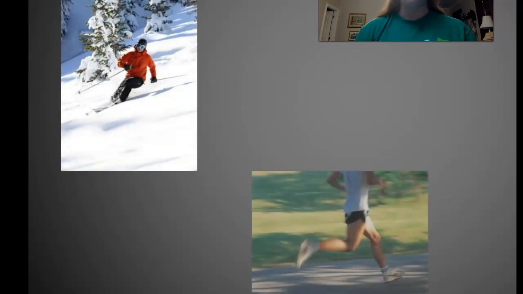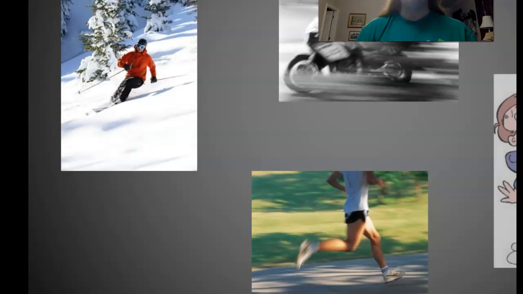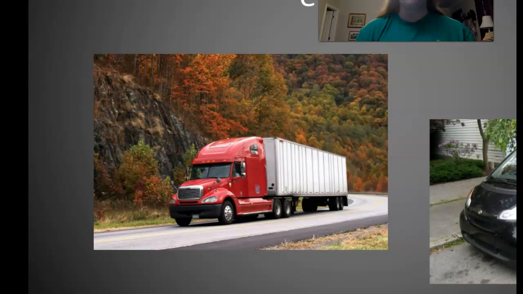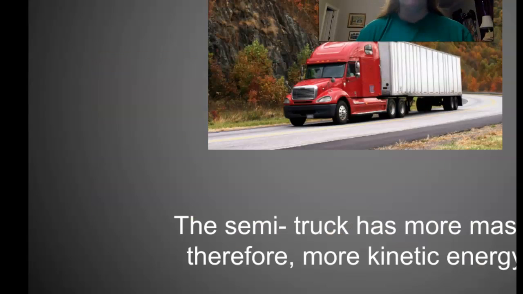Examples of kinetic energy: the faster the object moves, the more kinetic energy is produced. The greater the mass and speed of an object, the more kinetic energy there will be. When these objects move at the same speed, which one will have more kinetic energy? What do you think, the smart car or the 18-wheeler? If you said the 18-wheeler, you were right. It has more kinetic energy because it has more mass.